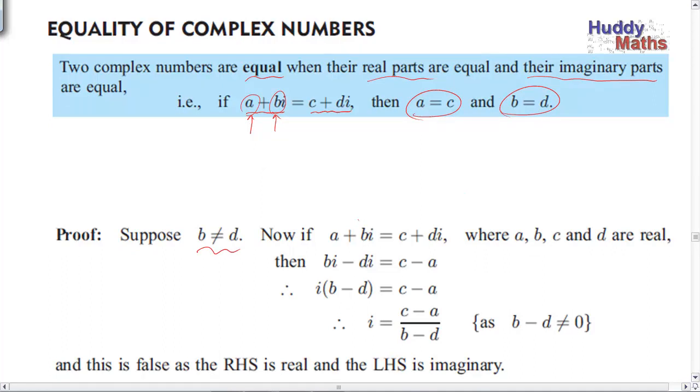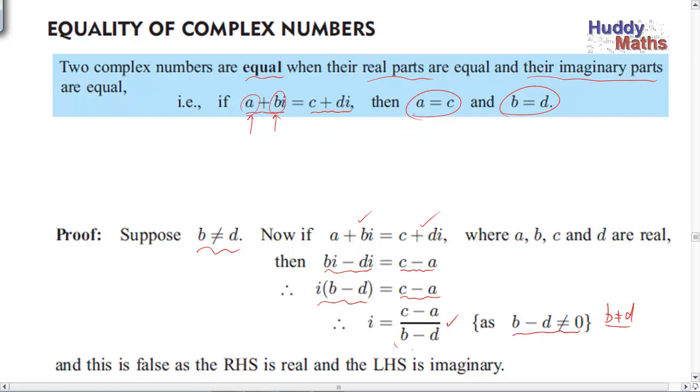So we've got these two complex numbers, so let's collect the imaginary parts over this side. So subtract di, factorise it, the real parts over on the other side. And so what we've got here is, if we solve for i, we've got i, according to this, as c take a over b take d. And so here, we're saying b take d is not equal to zero, so you can divide by it, because we're saying b is not equal to d.